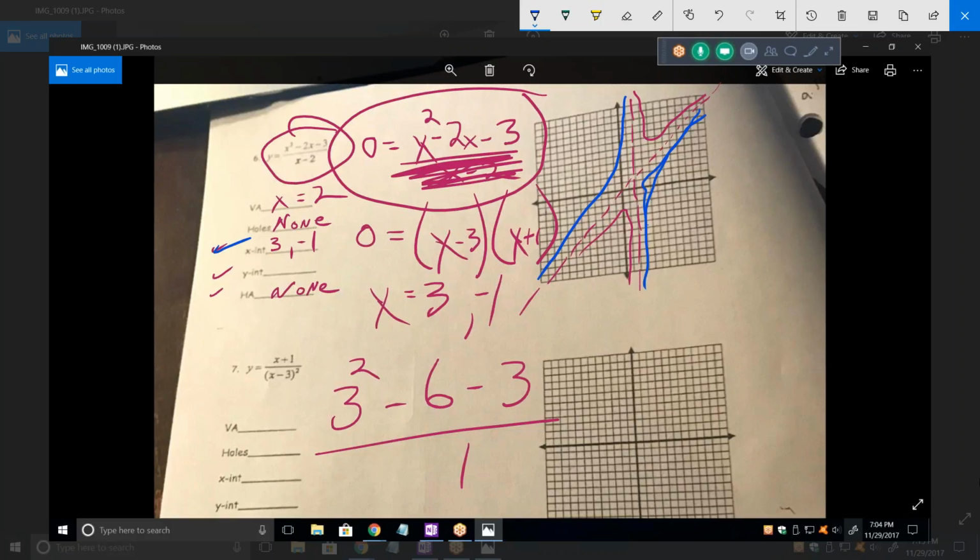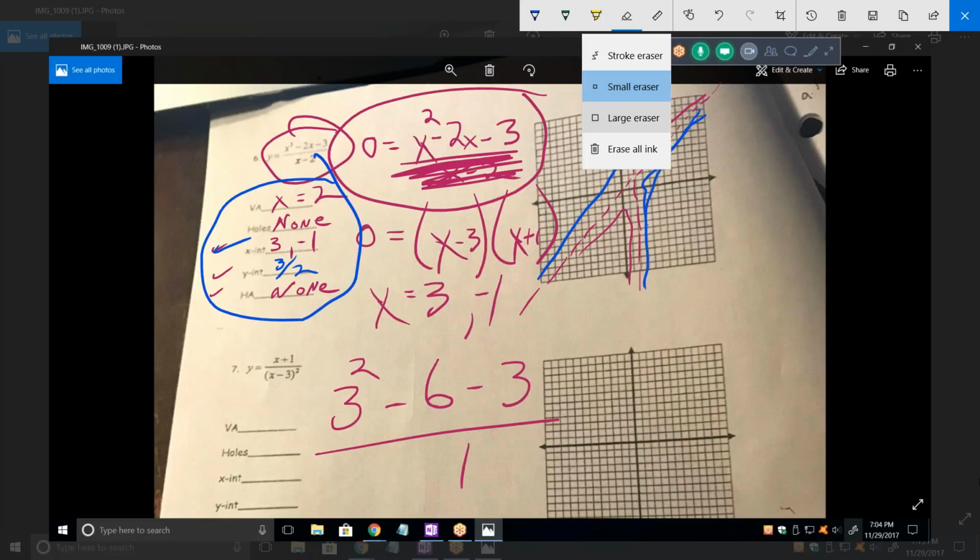So plug in 0 for X, what do you get? Everything goes away except for -3 and -2. So you get positive 3/2. 3/2. And we've answered all 5 questions, and we've graphed it, and I can erase the red.